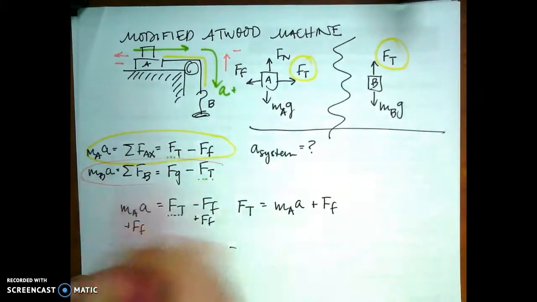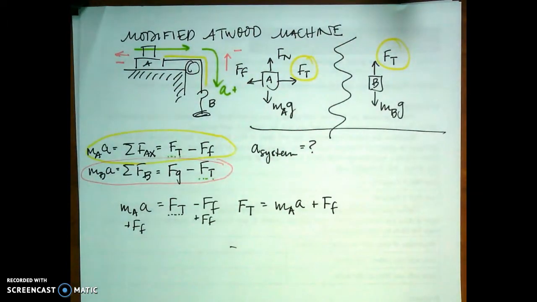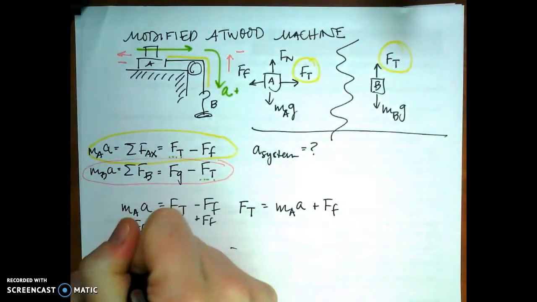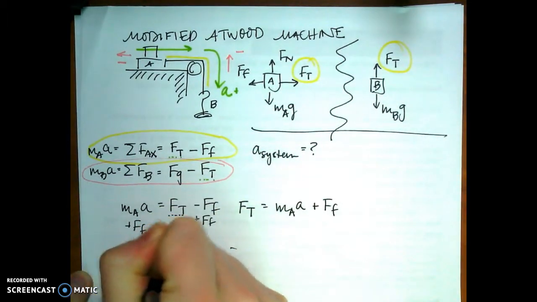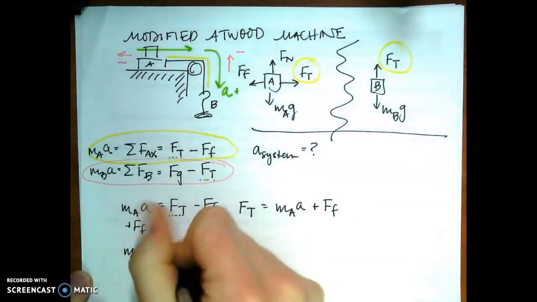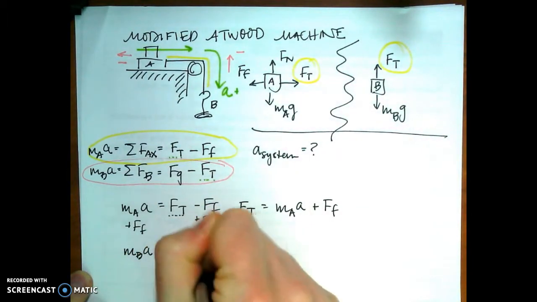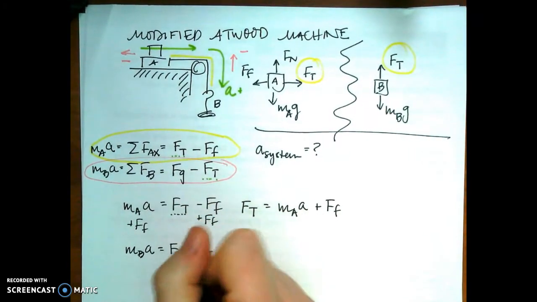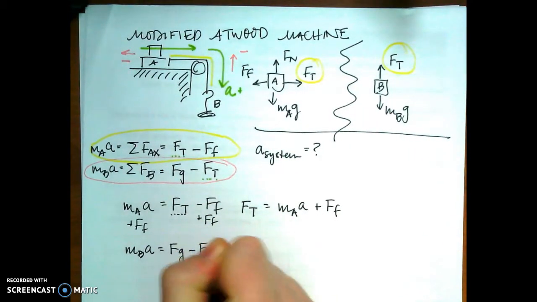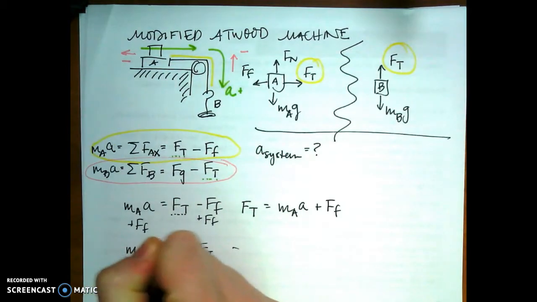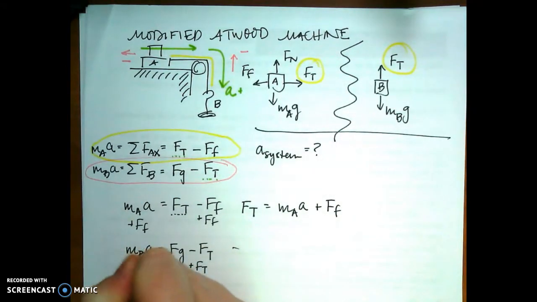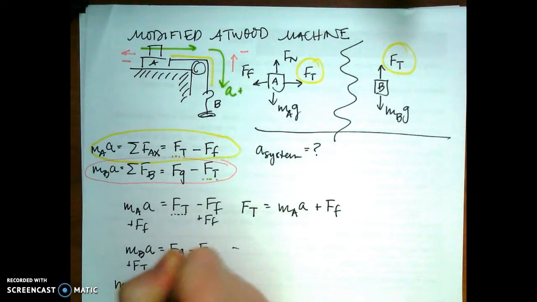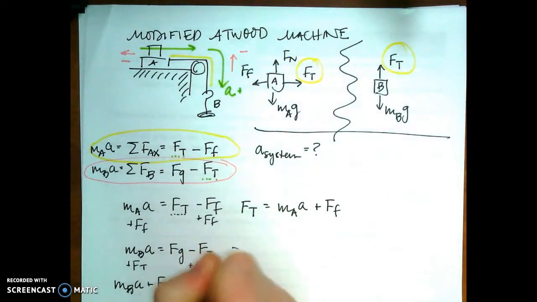So I have one equation there for the force of tension. I'm going to do the same thing now for object B. I'm going to solve for force of tension. All right, I've got mass of object B times that net acceleration. It's equal to the force of gravity minus the force of tension. Okay, well technically, because I hate negative signs, I'm going to do more than one step here. I'm going to add force of tension to both sides. So I've got m_B a plus force of tension equals force of gravity.